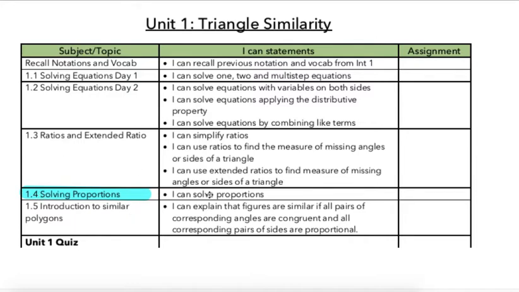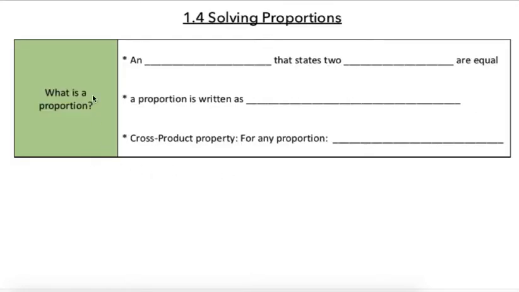So our goal today is just to be able to solve proportions. I'm going to show you several examples of how we solve these. To start out, what is a proportion? A proportion is an equation that states two ratios are equal. So we're going to say something like A over B, something compared to something, and C compared to D. Here's our two ratios, and a proportion says they've got to be equal.